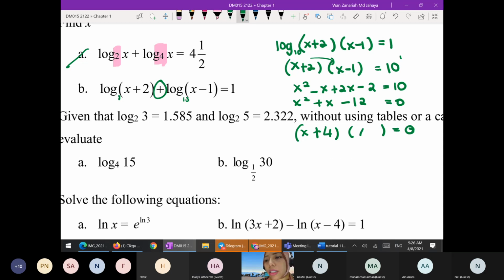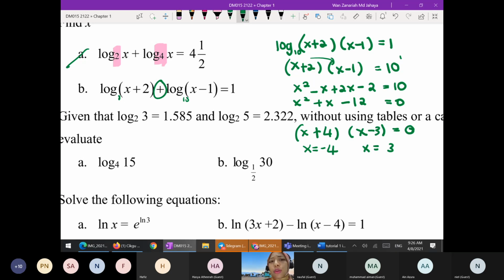Okay, check betul-betul, I minta faktor bukan minta jawapan. So x plus 4, sebab in order untuk you dapatkan jawapan, you kena tulis in terms of the factor dulu sayang. Okay, so x square, and then make sure bila you expand mesti dapat sama dengan yang atas ni. Okay, so x equals to negative 4, x equals to 3.